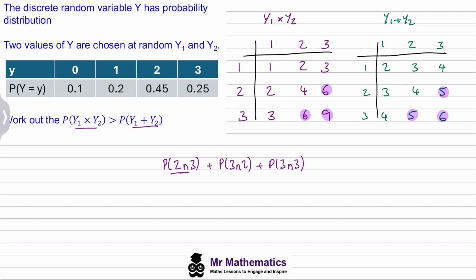If we look at this one, a 2 and a 3 will be 0.45 multiplied by the 0.25. We can double that because this will be the same. And then we can add the probability of a 3 and a 3, which will be 0.25 multiplied by itself, so squared. When we work this out, we get 23 over 80. So this will be the probability that the product is greater than the sum. Let's try another question.